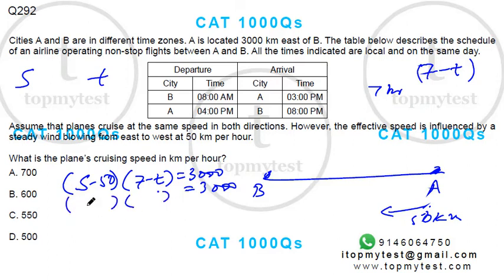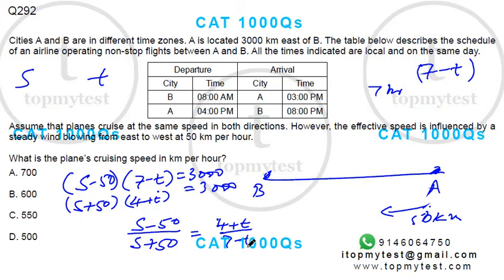In the reverse direction, your speed will be S plus 50 because wind will assist you. But now you'll have to add the time difference. This is 4 hours, but you need to add the time difference. If I equate these two relationships, you will get S minus 50 divided by S plus 50 should be equal to 4 plus T divided by 7 minus T.